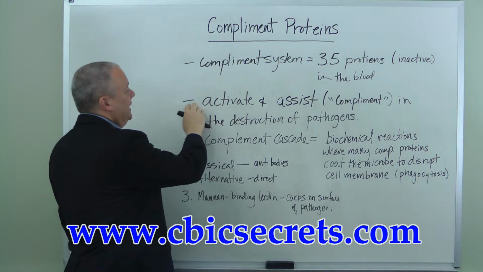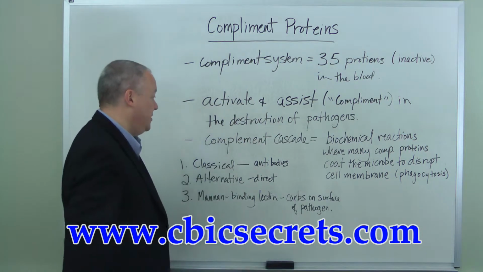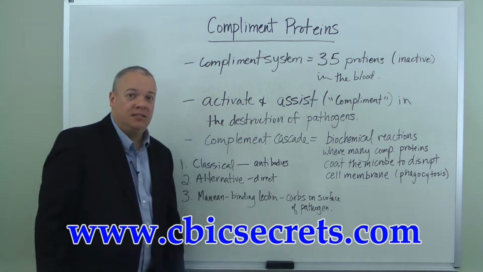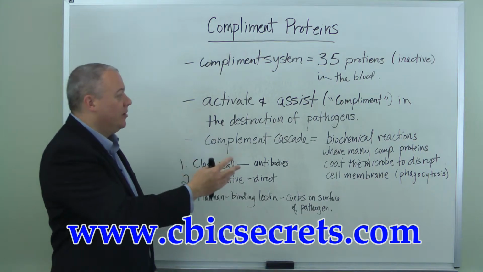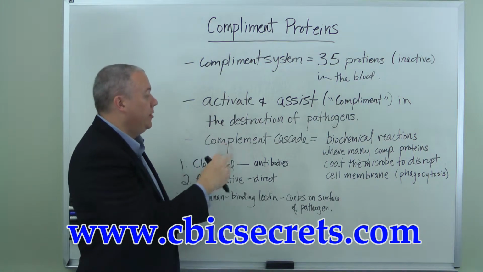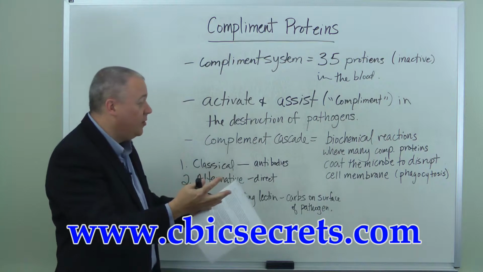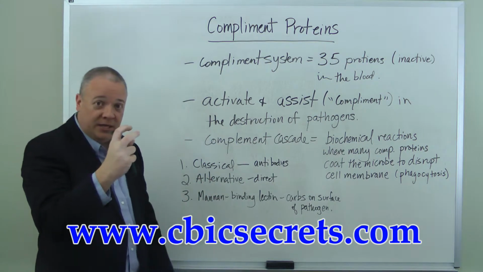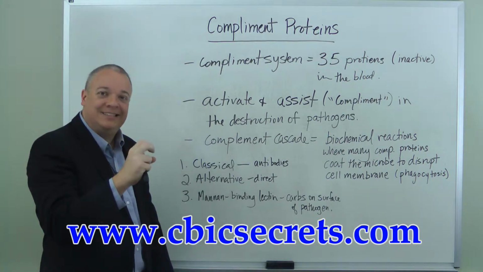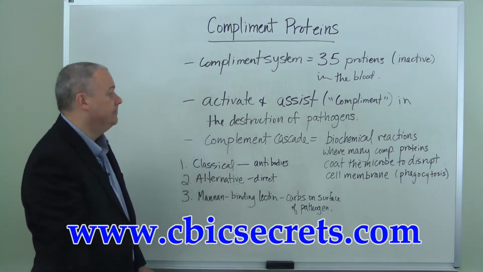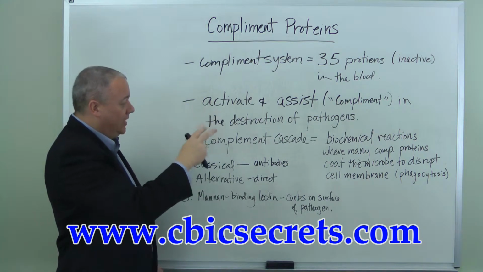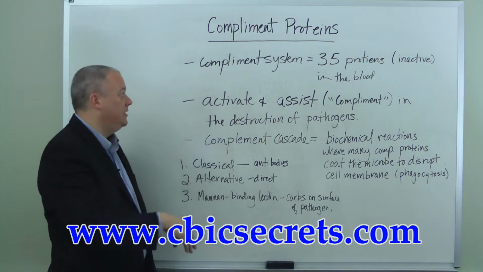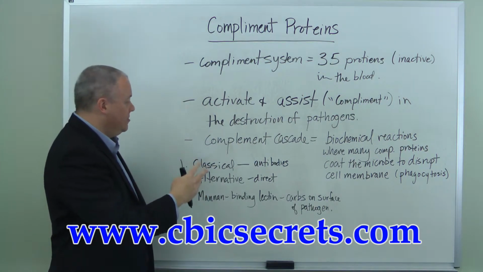So when the right precursors are there biochemically, they activate and they assist in the destruction of pathogens. When these right precursors are there, a complement cascade begins. And this basically is a biochemical reaction where many of the complement proteins coat the microbe in order to disrupt the cell membrane. Phagocytosis is what we talk about, where the cell membrane is broken and then the cell itself is consumed or eaten. So the proteins help in the disruption of the cell membrane, eating through it so that the pathogen might be consumed. It's an assistant to the immune system in essence.